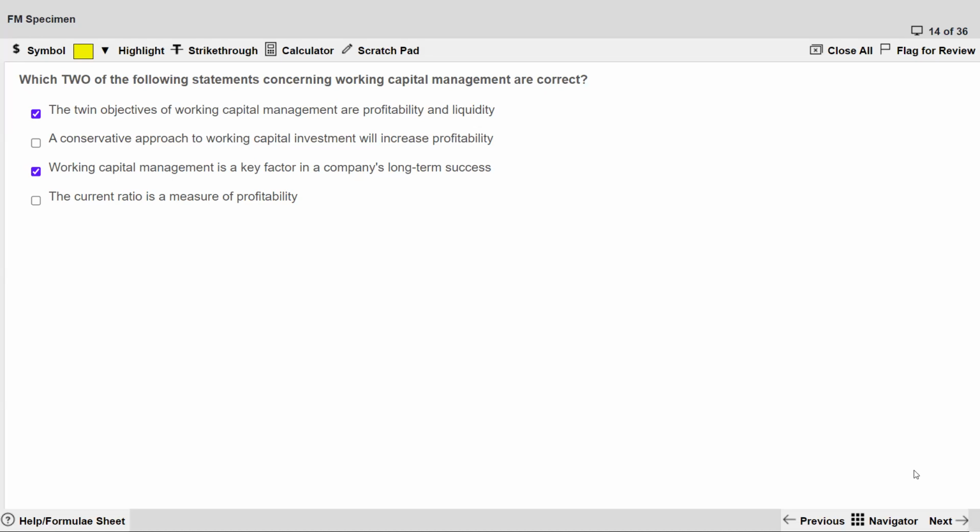It's not necessary that the conservative policy would increase the profits. It would rather decrease the profits. Why? Because you are taking long-term loans, and long-term loans are expensive. The conservative policy focuses on long-term loans, and as compared to short-term loans, long-term loans are expensive.